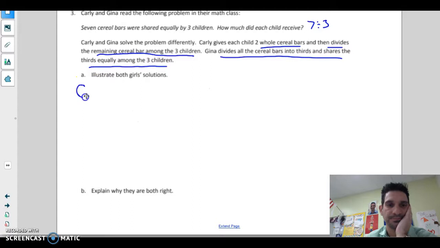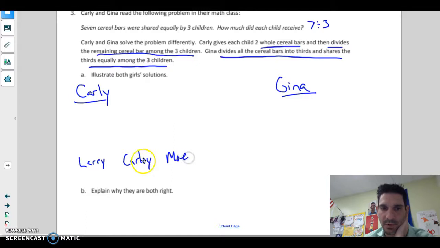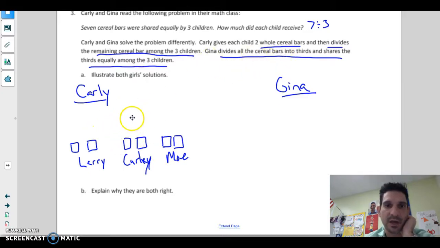So let's do Kyle, because what I want to do is do Kyle over here, then Gina over here, because I've got to illustrate, I've got to draw this out. So Kyle gave each child, so there's 3 children. Let's call the children Larry, Curly, and Mo. Okay, and Kyle gives 2 whole cereal bars, 1, 2, 1, 2, 1, 2 to each kid. So there it is. And then he divides the remaining bar, because there's 7 of them, among the 3. So they're basically doing this: 1, 1, and 1. They took that 7th bar and cut it into thirds. So there's the third. It's not drawn to scale. There's the third. Okay, so they all got 2 1/3.